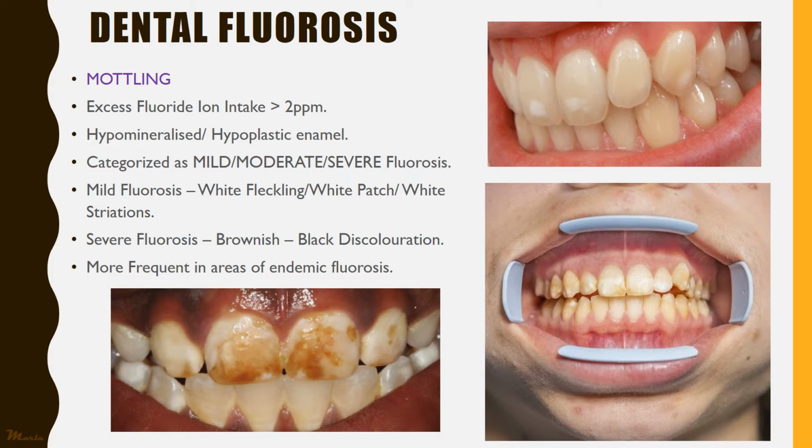Dental fluorosis can be categorized as mild, moderate or severe. These are based on the amount of fluoride ions in the drinking water. Mild fluorosis is caused when the fluoride content is slightly above 2 parts per million. Such teeth generally show white flecking, white patches or white striations. These are localized areas of opacities or whitening on the surface of teeth. The overall tooth will otherwise look normal.